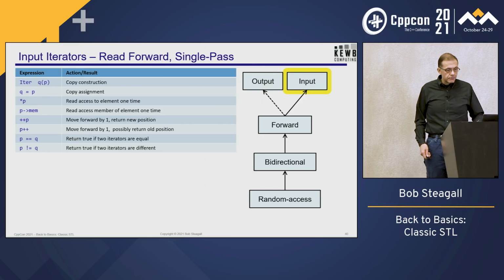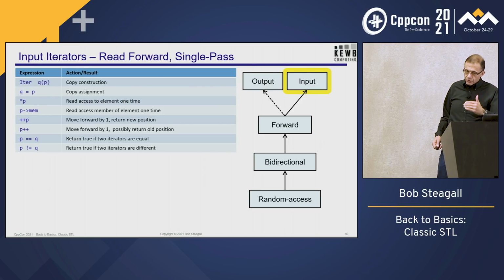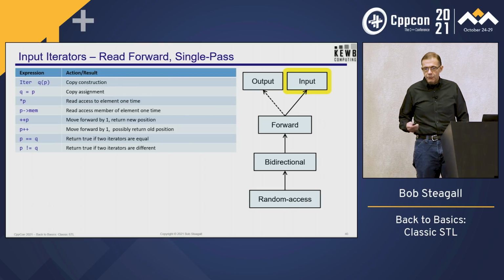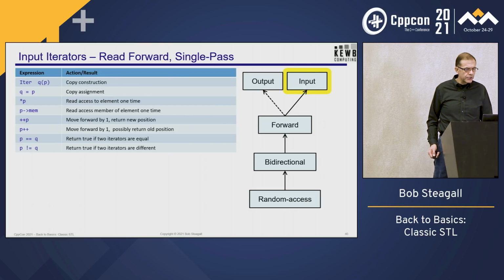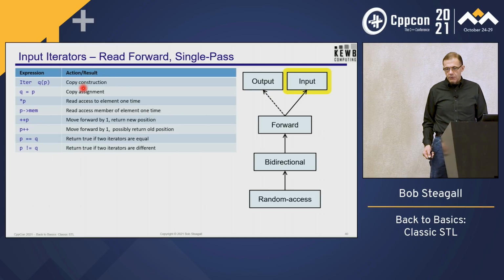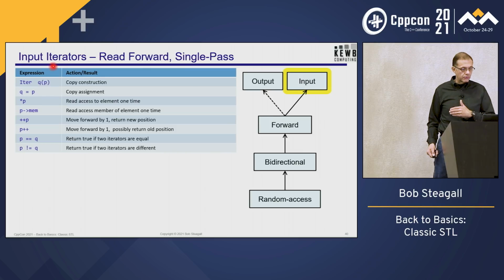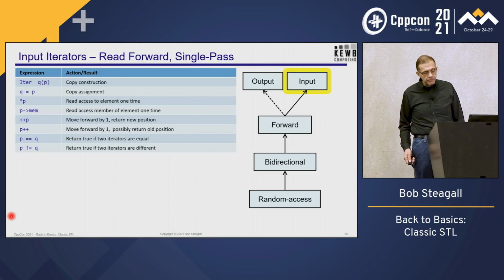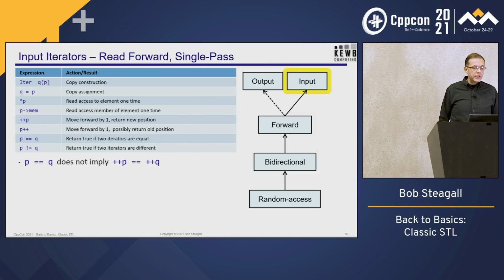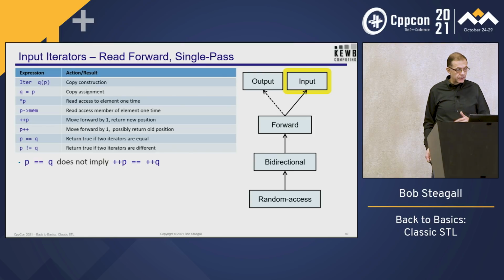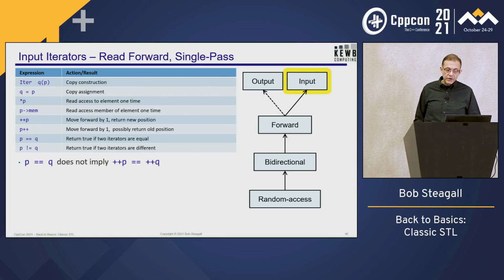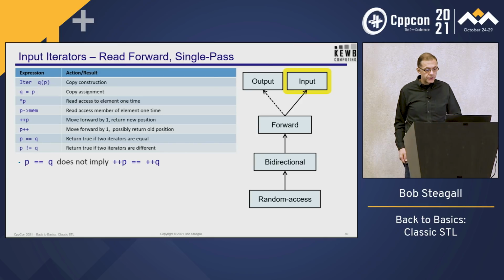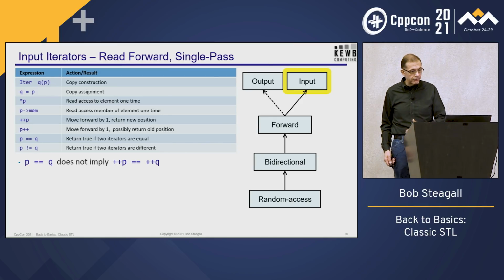So input iterators, and as you'll see as we go through this, the tables start getting longer. These are read forward single pass. And so they provide for the same things that the output iterators provided for. Read access to elements by dereferencing on the right side of assignment operators. You can move forward, and you can compare for equality, but there's a caveat. Two input iterators that are not past the end iterators cannot compare equal if they refer to different positions.